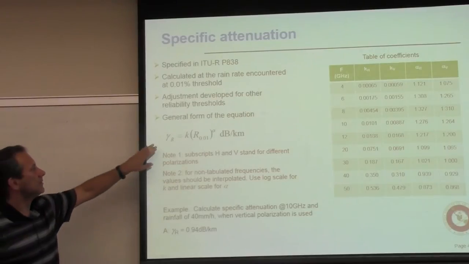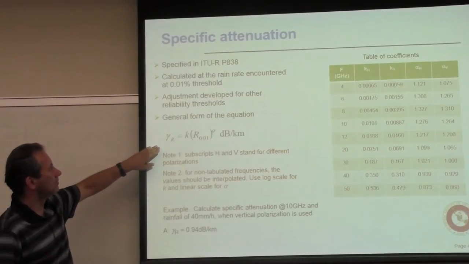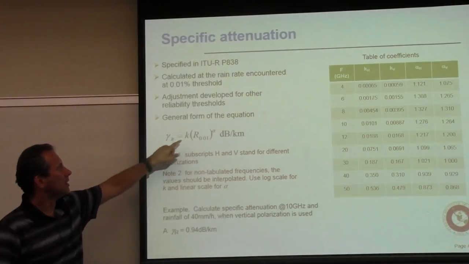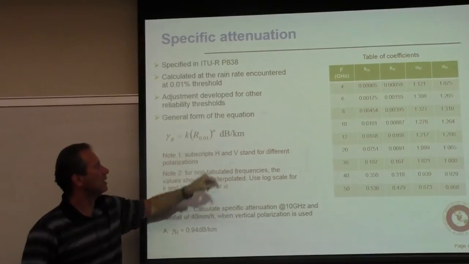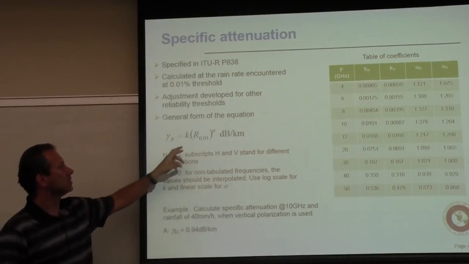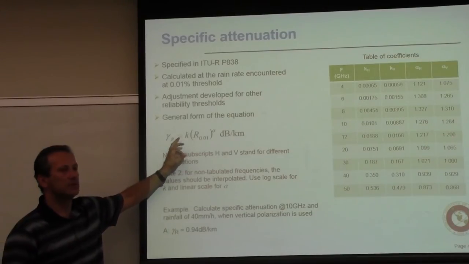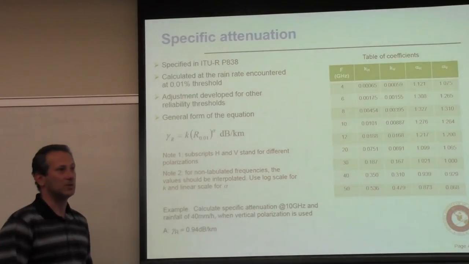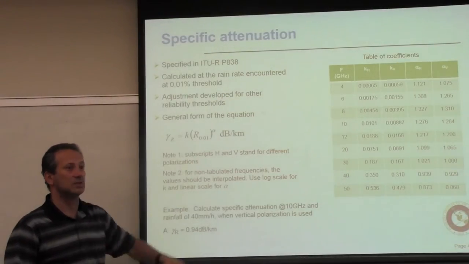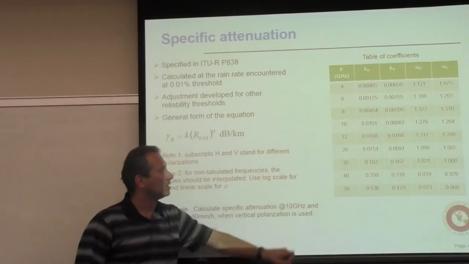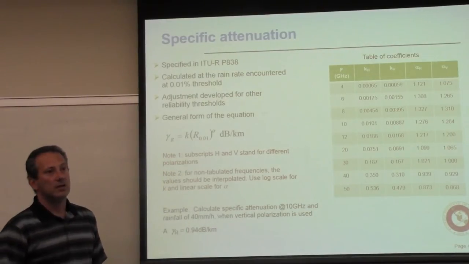Now, specific attenuation depends on rain rate at a given reliability threshold here, and the two constants, K and alpha. Those are the ones that are used in your book. A lot of times, you will find these coefficients K and alpha being A and B. A lot of microwave books in particular refer to the same constants as A, B, and so on. And also they carry subscripts, as you can see in this table here, that are either H or V.